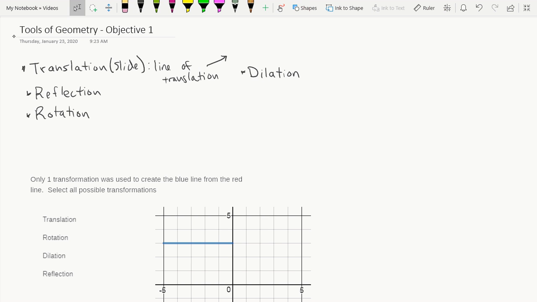A reflection, I like to think of that as a flip. And a flip is going to need a line, line of, that looks weird, doesn't it? I don't like that. And let me rewrite dilation. That feels in the way.